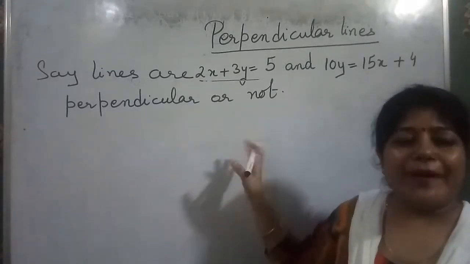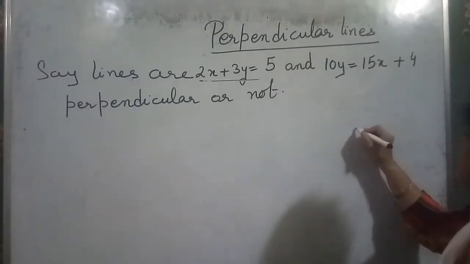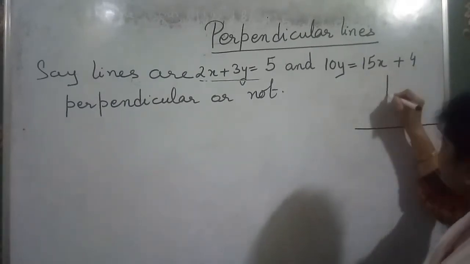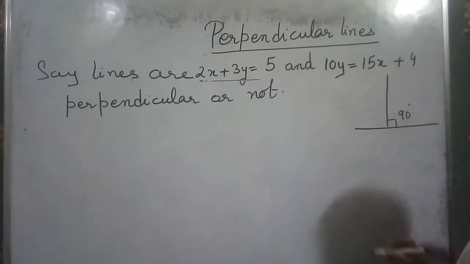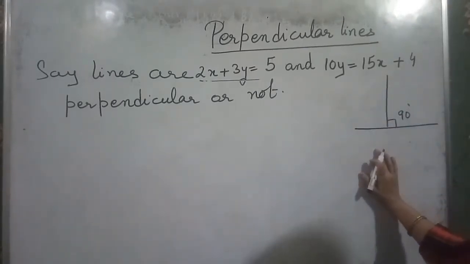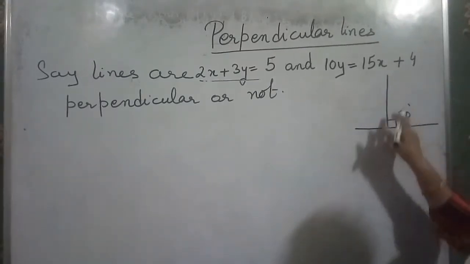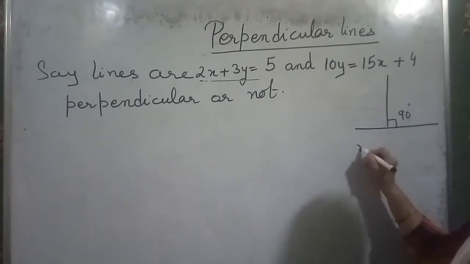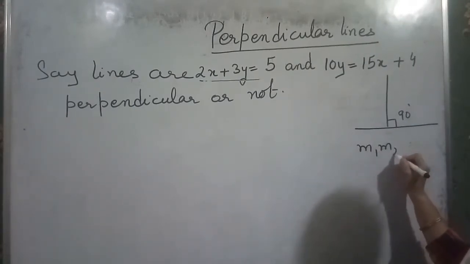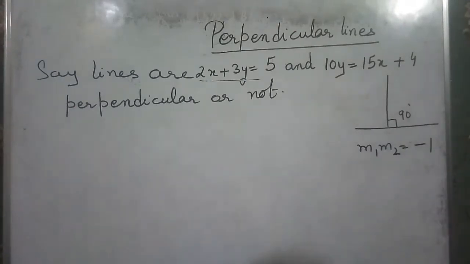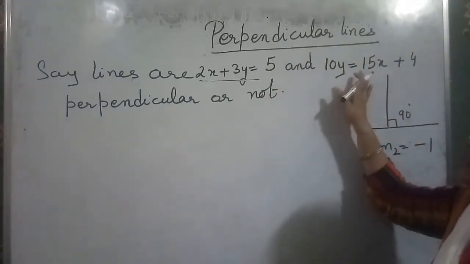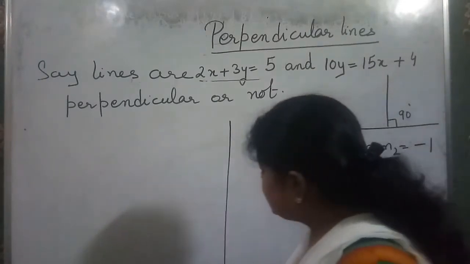What is a perpendicular line? That is, one line is in this way and the other line is in this way, and they make an angle of 90 degrees. Then these two lines are perpendicular to each other. And two lines are perpendicular to each other if the multiplication of their slopes is equal to minus 1. In this way we can easily check using the same method.